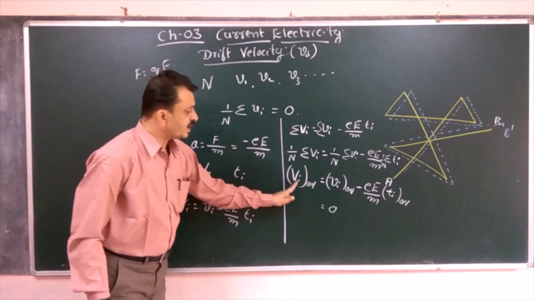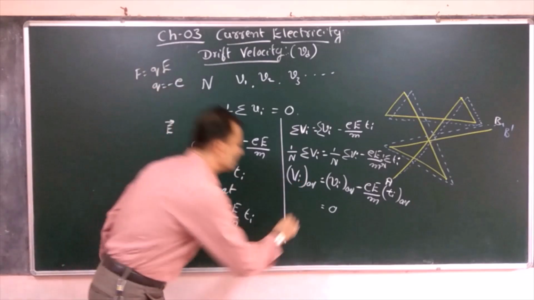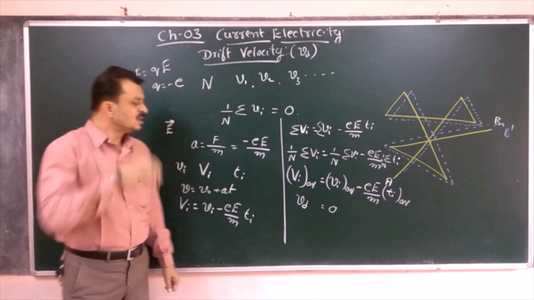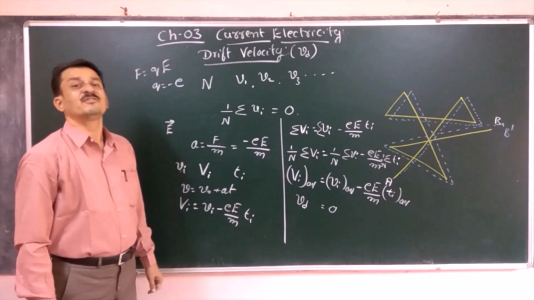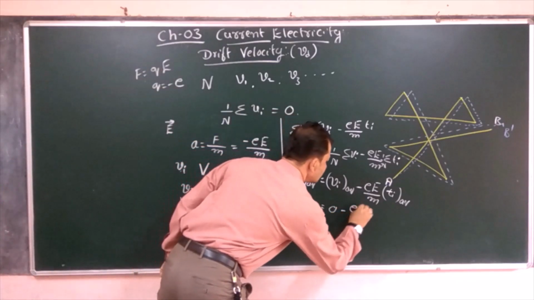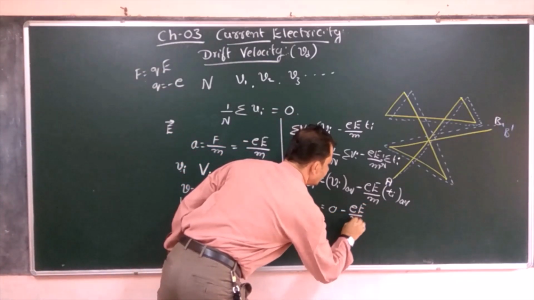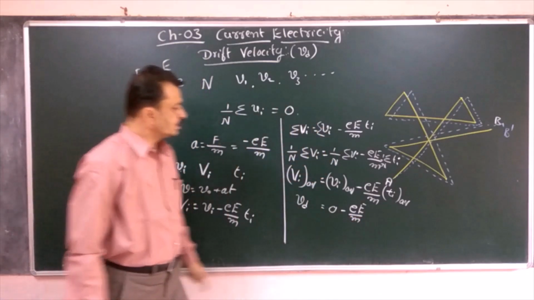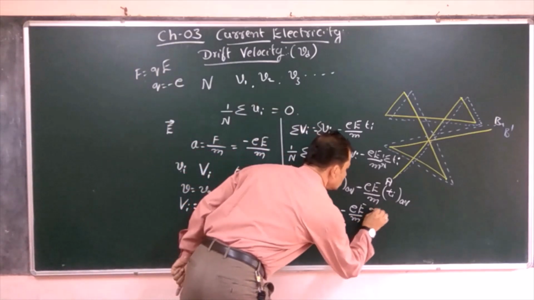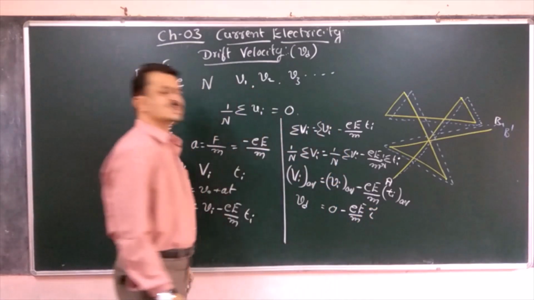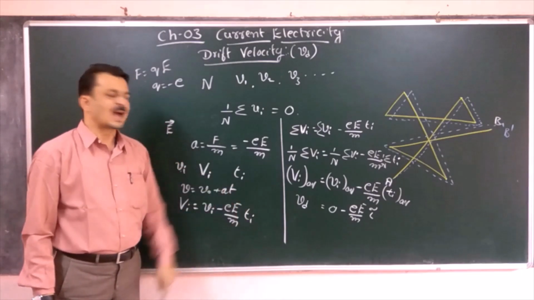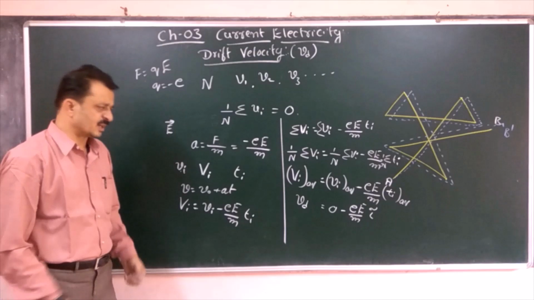Now I will write Vi average as some other term, that is Vd. That Vd is called drift velocity, which we will define later. That is equal to minus E divided by M. Ti average, I will write in another form, that is tau. Tau is called the average time interval.